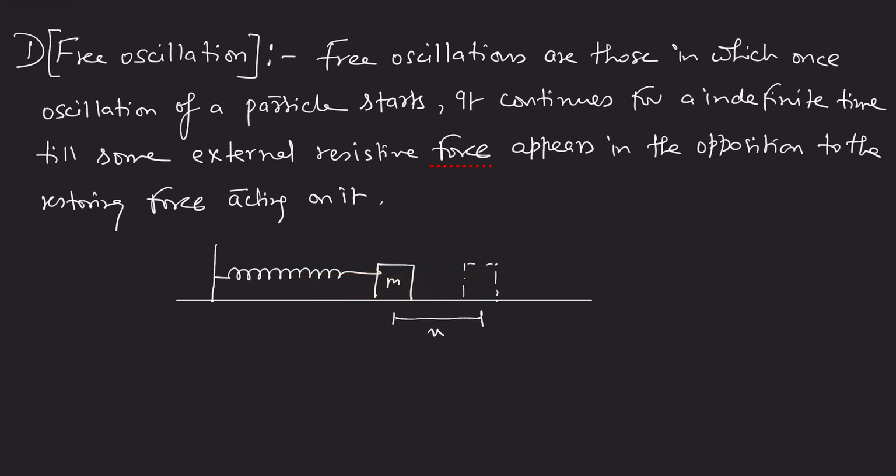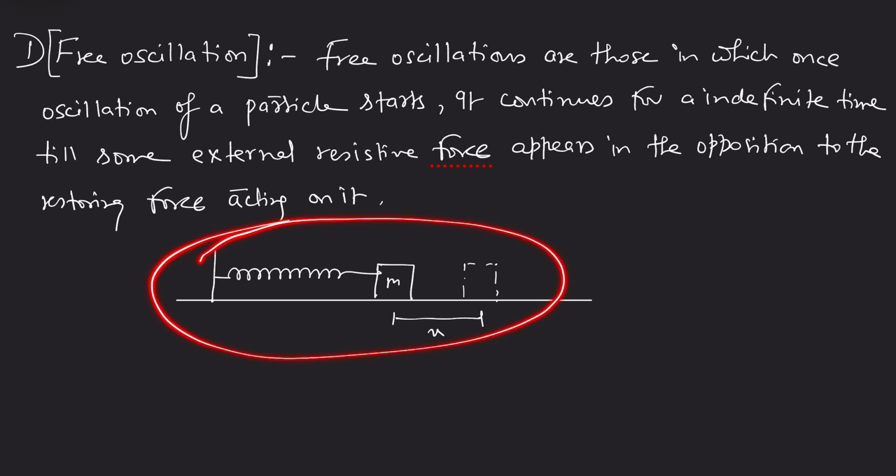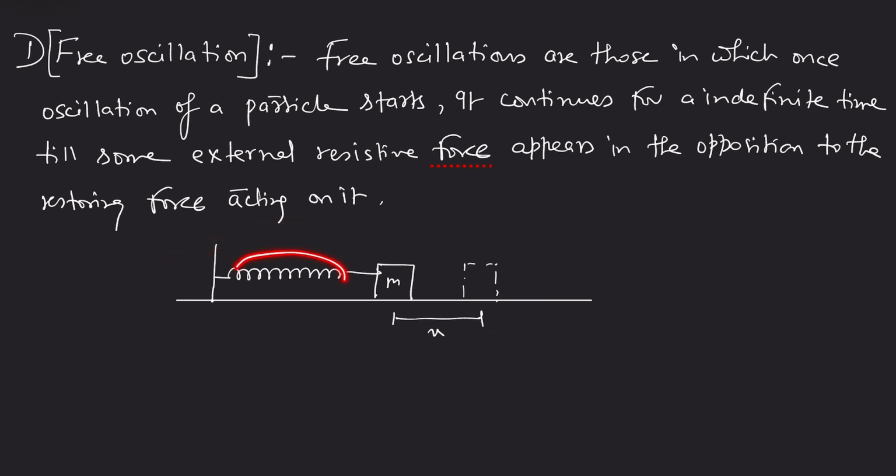Guys, if you see this as a system, in this system, the spring force and the block are there. mg and normal are balanced, and there are no other external forces acting. mg and normal are balanced, and they are not doing any work on this system.